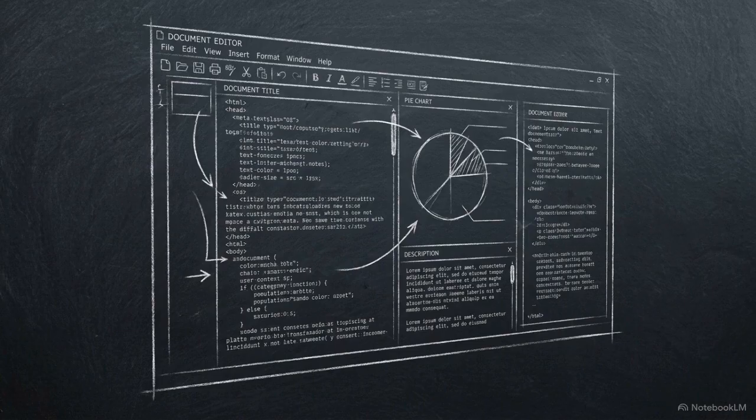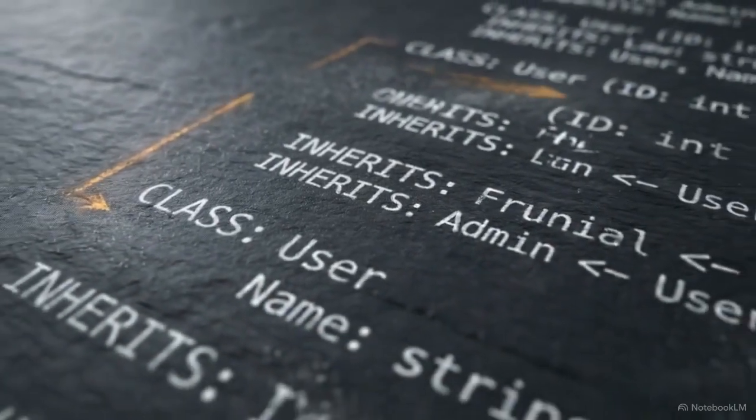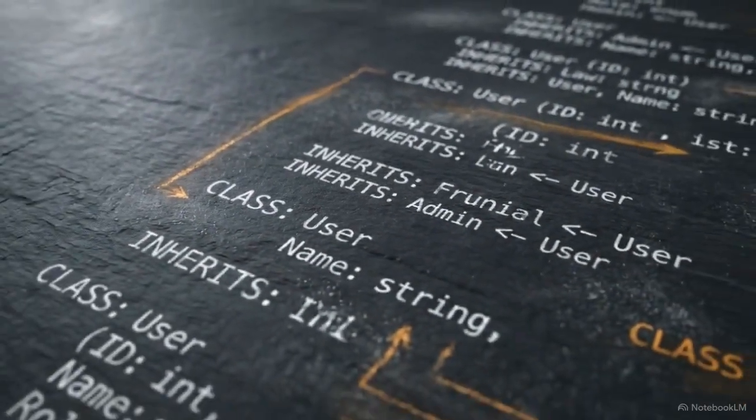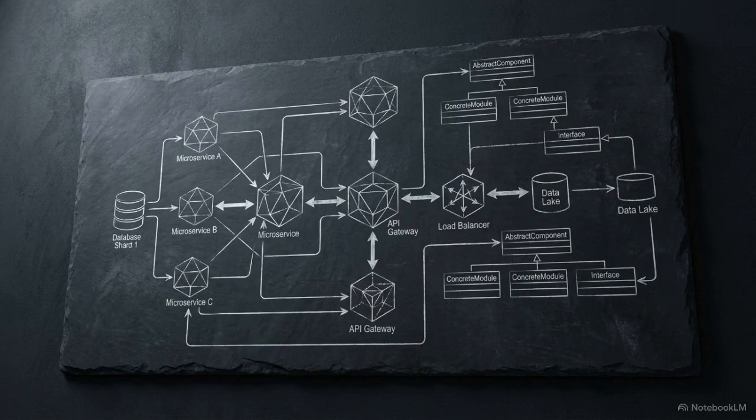To see how these rules operate in practice, we are going to architect a WYSIWYG document editor named Lexi. Along the way, we will encounter and solve 5 specific engineering bottlenecks. By applying these design axioms to Lexi, we elevate our focus from simply writing executable lines of code to engineering architectures capable of surviving inevitable system evolution.